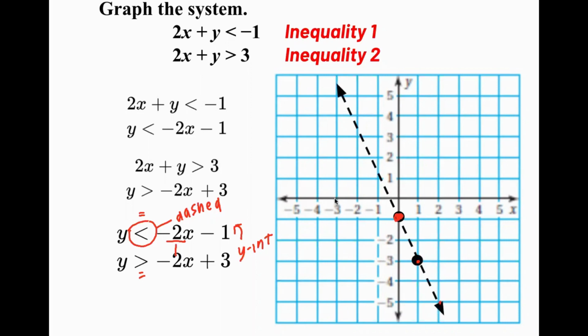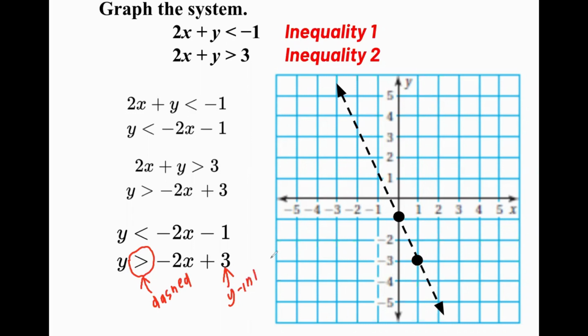Now that you've drawn your first line, you can go ahead and move on to the second inequality. Again, we're still going to be using a dashed line since this is greater than. As for our y-intercept, we're going to be graphing 3 for our y-intercept. So +3 would be right there.